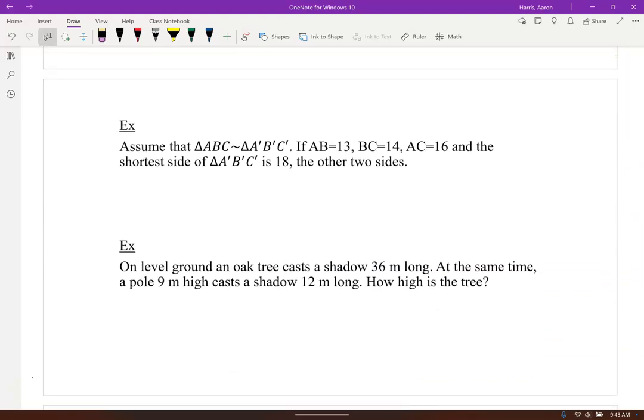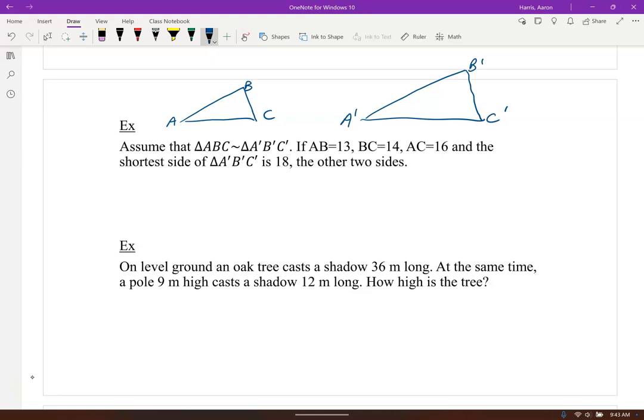So let's assume triangle ABC. Let me draw A, B, C. So here's A, B, C, similar to A prime, B prime, C prime. And it says side length AB is 13, let's fill that in. AB is 13, BC is 14, and AC is 16. And the shortest side of triangle A prime, B prime, C prime is 18.